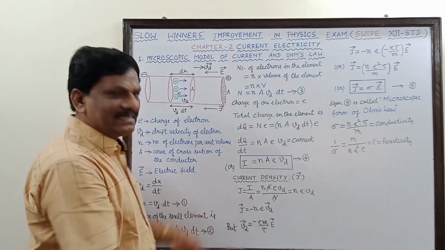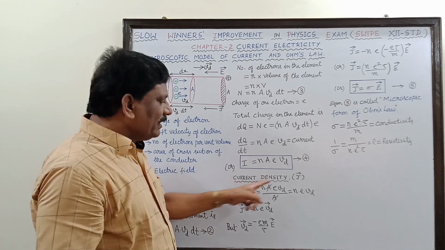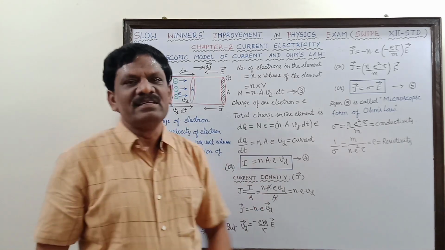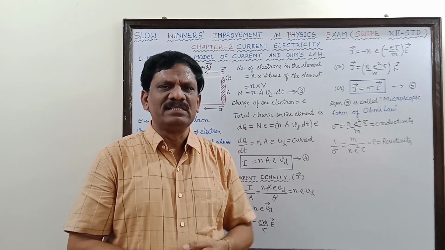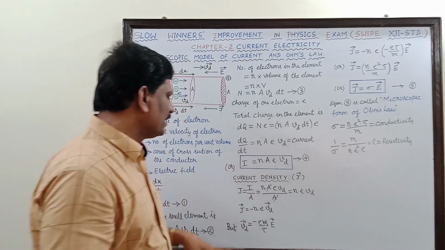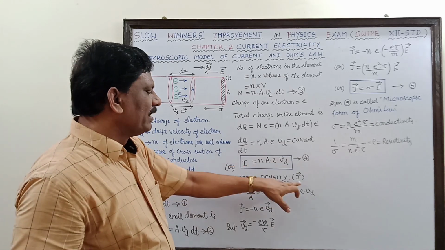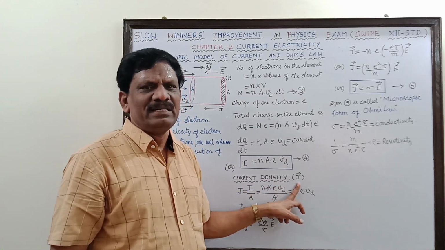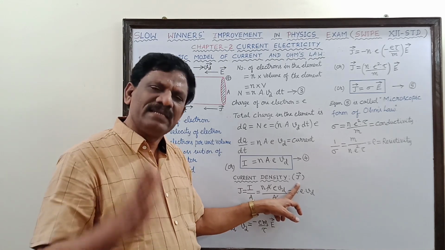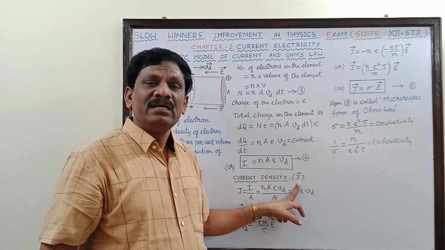Now, the second step. Current density. In general, density means mass by volume, is it not? But current density is denoted by the symbol capital J. It is a vector quantity, and its direction is always along the electric field.